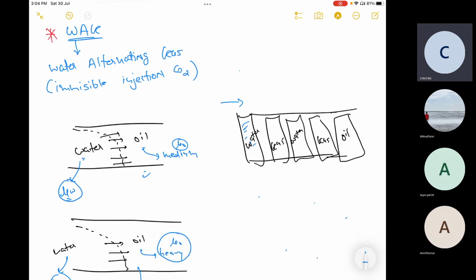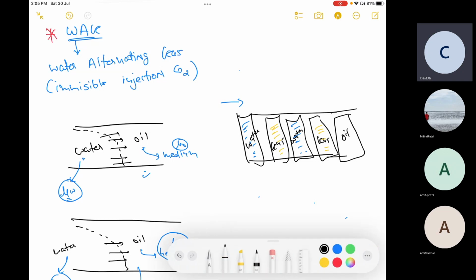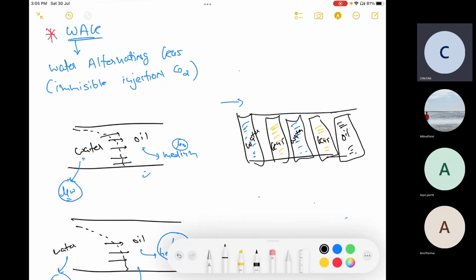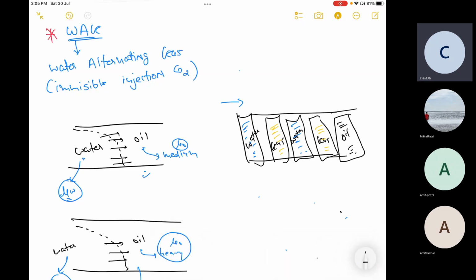So let's say this is my water, yellow is my gas, and this is my black oil. Here we have a production well and an injection well, and we are injecting water and gas alternatively. So what are the benefits we are getting? This gas initially drives this oil.